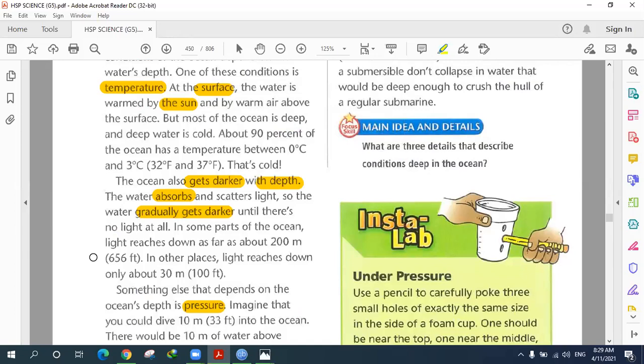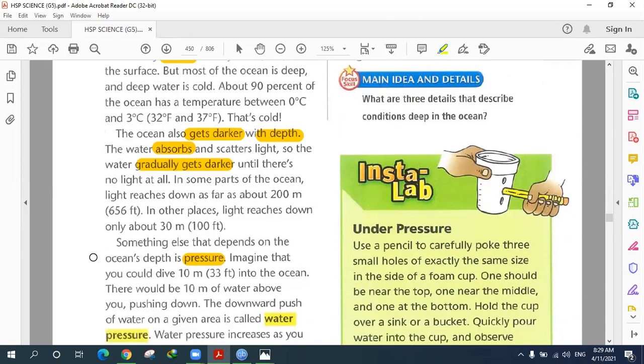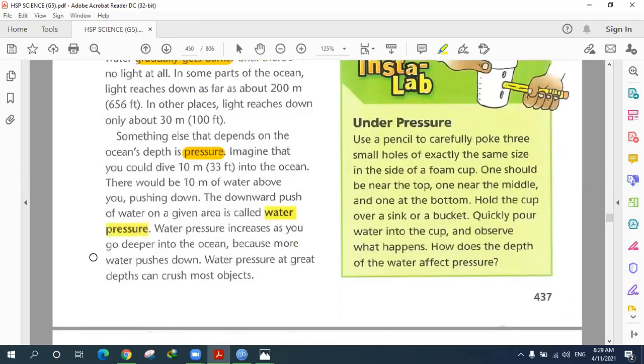But yeah, we have three factors that describe the conditions of the deep ocean: temperature, light, and pressure. Temperature decreases as we go deeper in the ocean, so it gets colder and colder. The light also gets darker and darker, and pressure increases. Pressure is the only one that increases. So what is pressure?